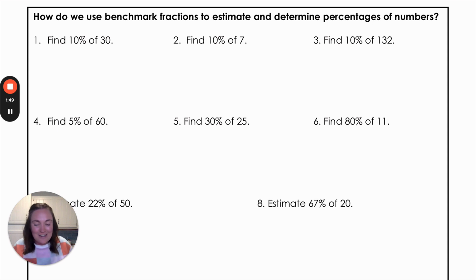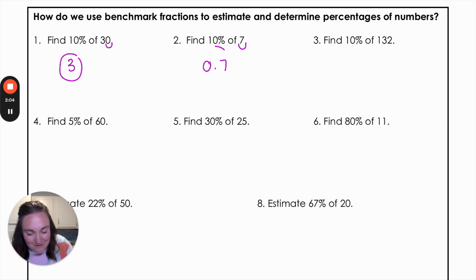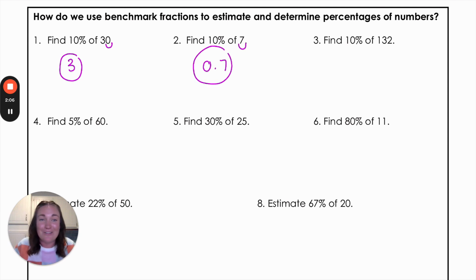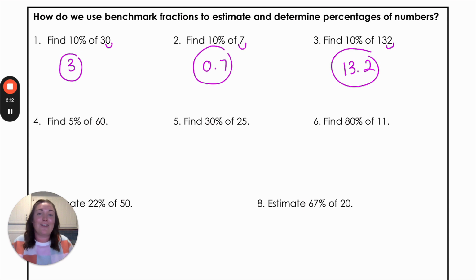Okay, so we're going to start off by just the 10%. So number one, finding 10% of 30. I'm going to take that 30 and I'm moving that decimal place back one time, so that is just 3. Number two, 7, moving it backwards 1, I get 0.7. Number three, 132, again, moving it backwards 1, I get 13.2. So when you're finding 10%, all you're doing is taking that decimal one time to the left.